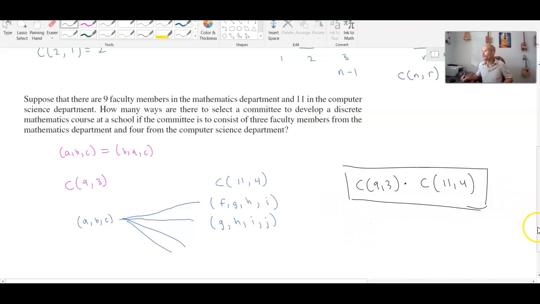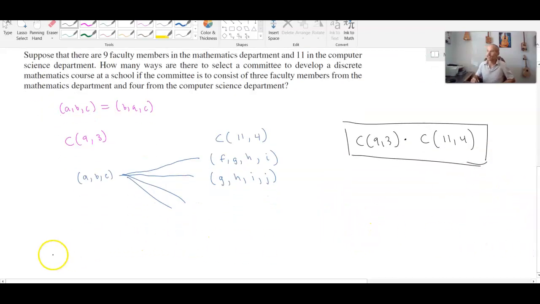Well, what if we recrafted this and we said, just as sort of a follow-up to this, what if we just needed 7 total members? Well, in this case, the way this is worded, we don't really care where those 7 come from. They could all be math faculty members, or they could all be computer science faculty.